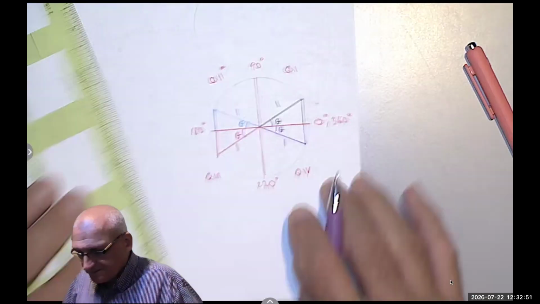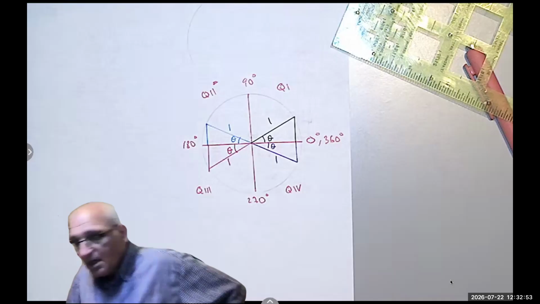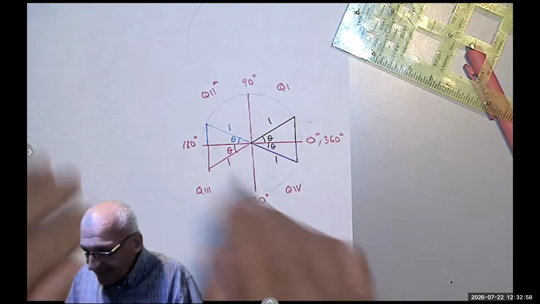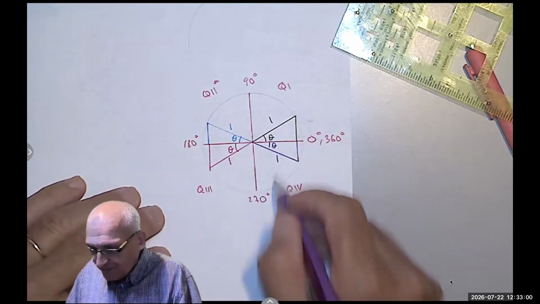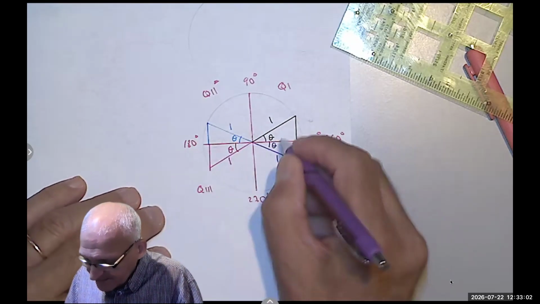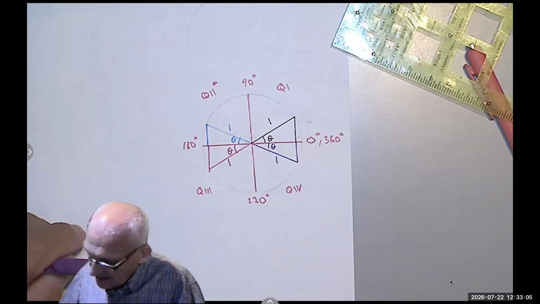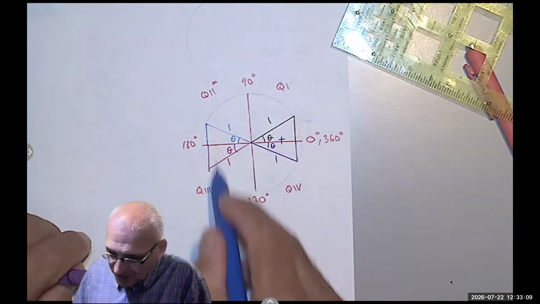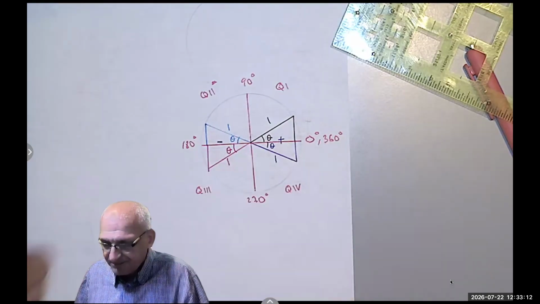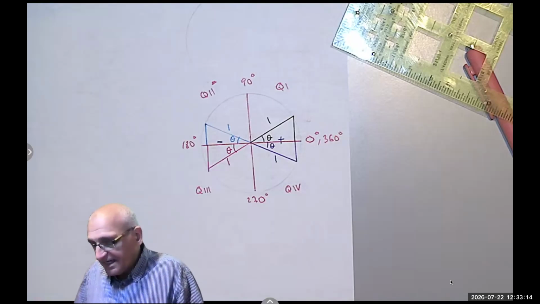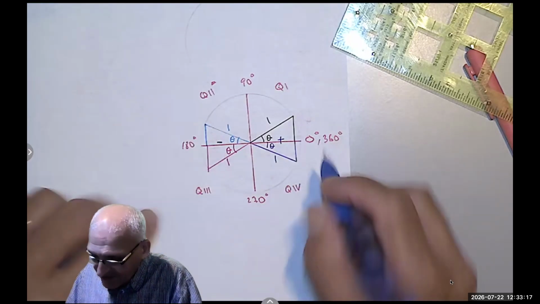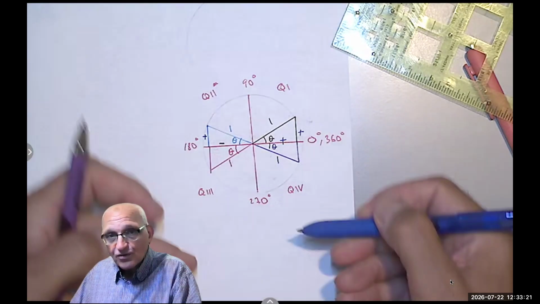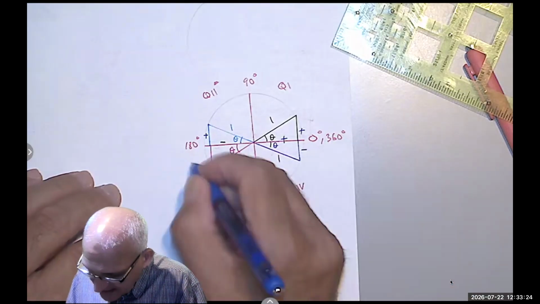And this is 1. So notice carefully that if I am in the first quadrant or the fourth quadrant, the x is positive, right? This side is positive. And if I am in the second or the third, the x is negative. On the other hand, if I am in the first or second, the y is positive. And if I am in the third or the fourth, the y is negative.